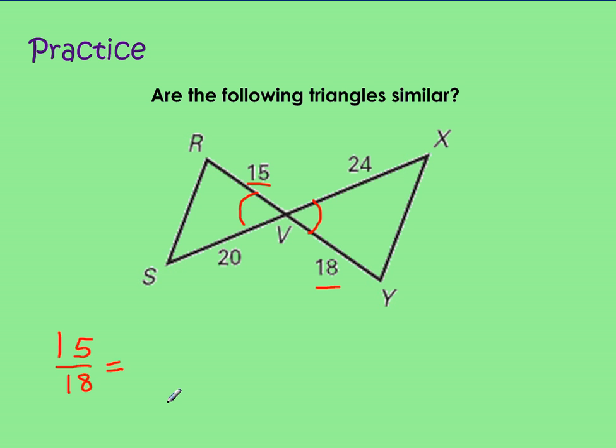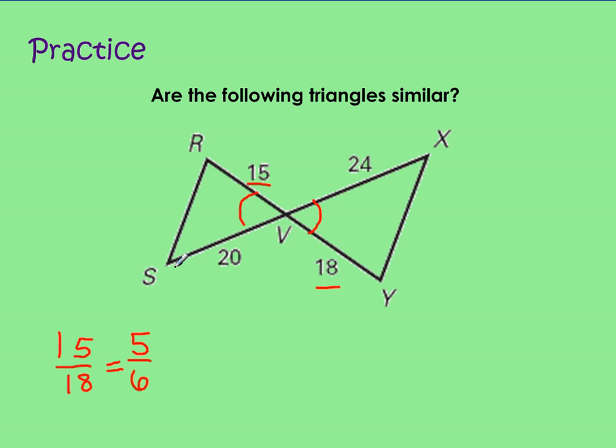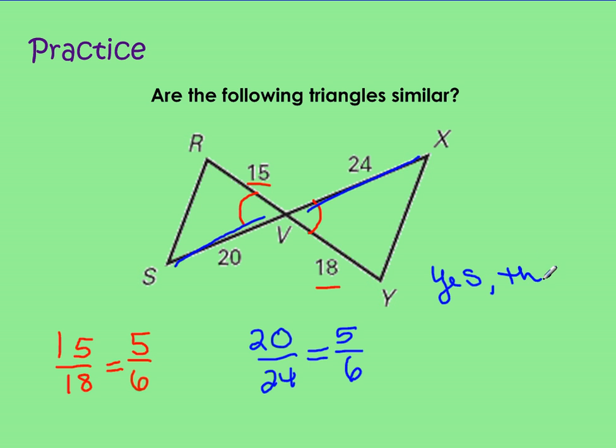And if I simplify 15 over 18, that simplifies to 5/6. And next, I want to check to see that the other two sides will also simplify to this. So 20 over 24. And if I simplify 20 over 24, this also simplifies to 5/6. So I can say, yes, the triangles are similar.